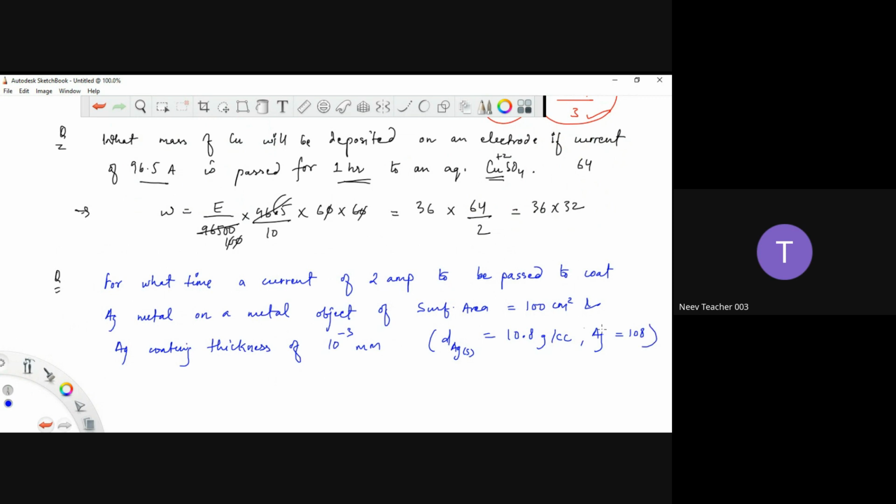Now tell me what time it's going to take to do this. So what is happening? Electroplating. One of the important applications of electrolysis is electroplating. Guys, I'll give you 3 minutes for it. Do it.